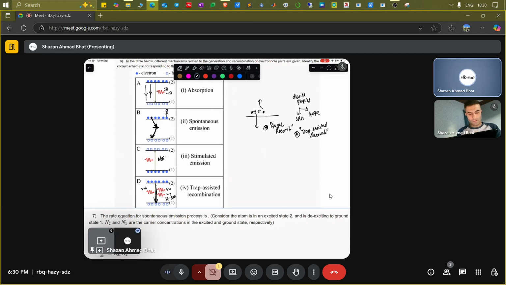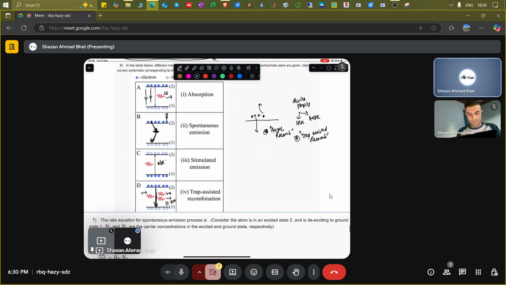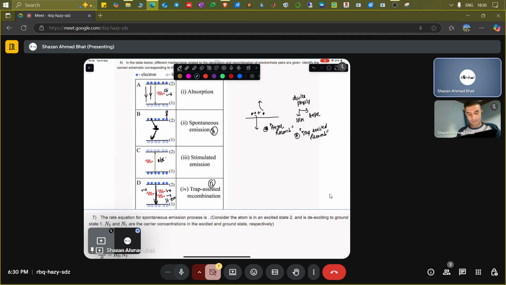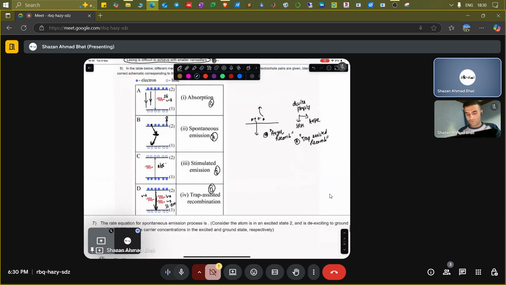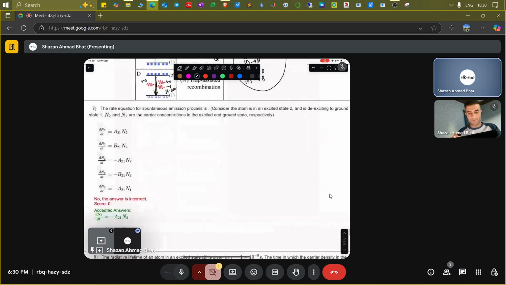So now the A is spontaneous emission. So this is A, this is B, this is C, this is D. So for one, it is C. Two, it is A. Three, it is B, and four, it is D, and here is B. So this should be the correct order of the matching.